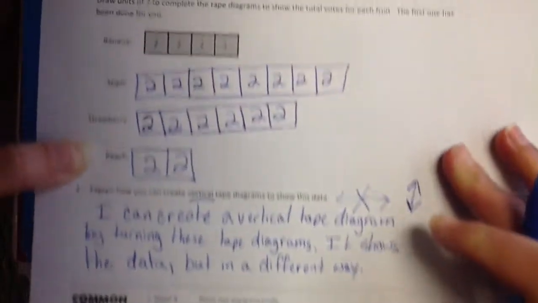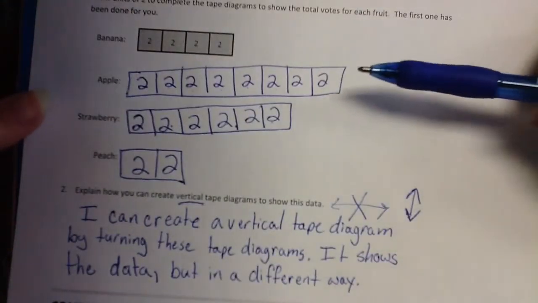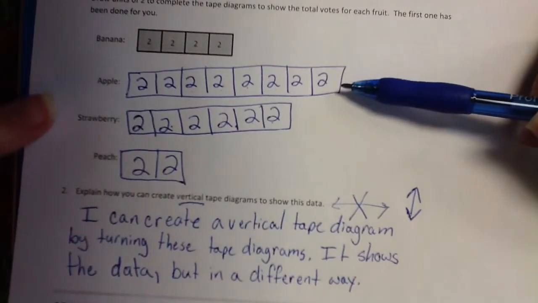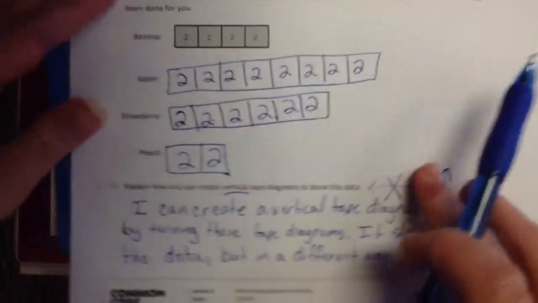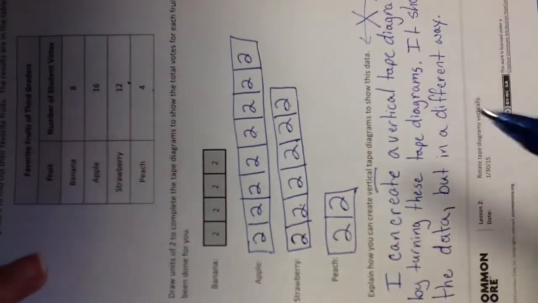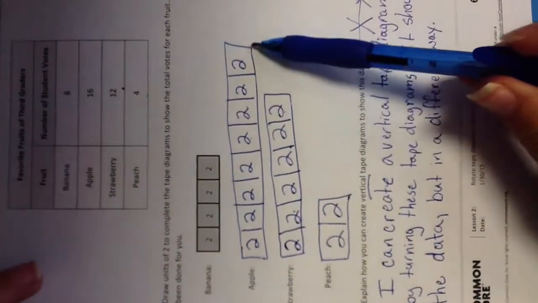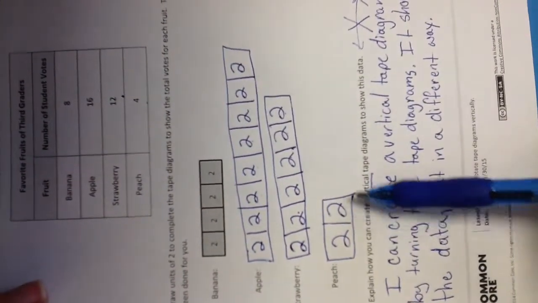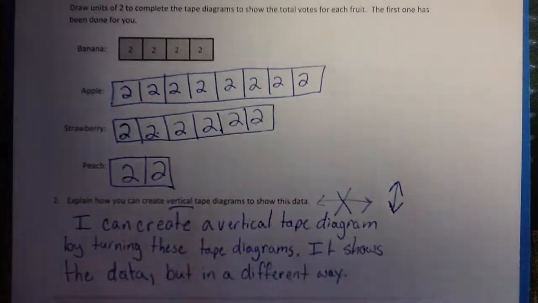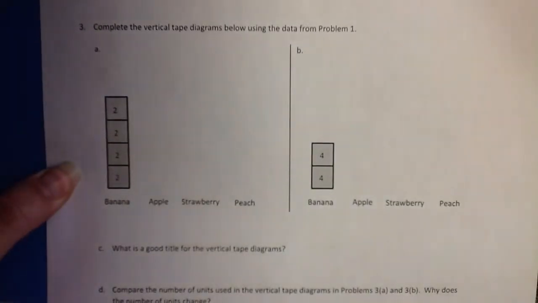So if you think about it here, I already know that apple is the favorite fruit of the third graders when I look at my graph this way, my vertical tape diagrams. This one was our horizontal tape diagrams, and if we turn it, then we see our vertical tape diagrams. Apples is still the favorite fruit. Peaches are still the least favorite. The data doesn't change just because we changed the way that we're looking at our tape diagrams. All right, on to the back side.